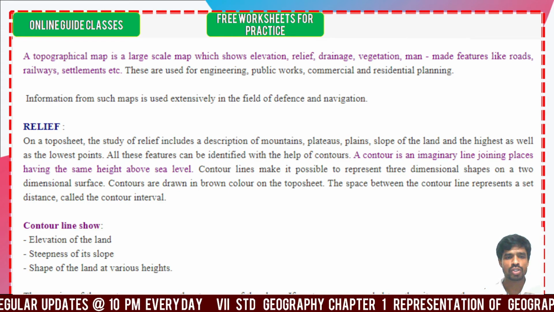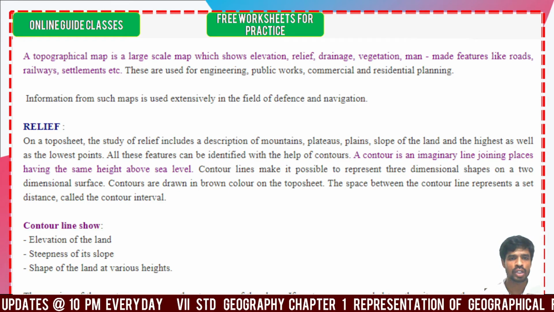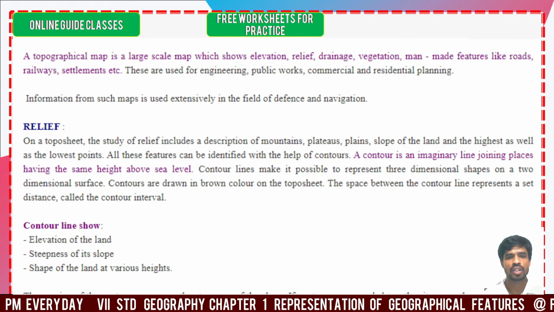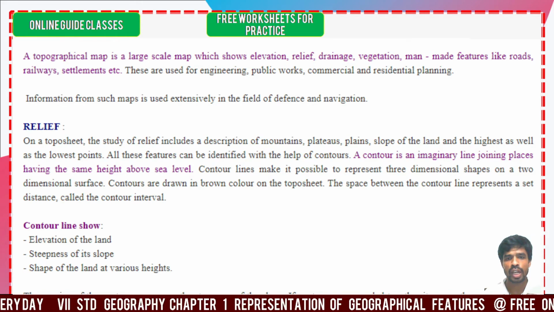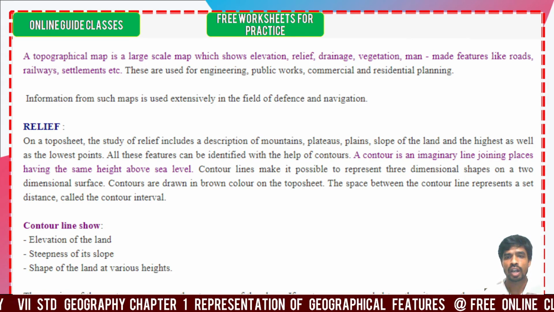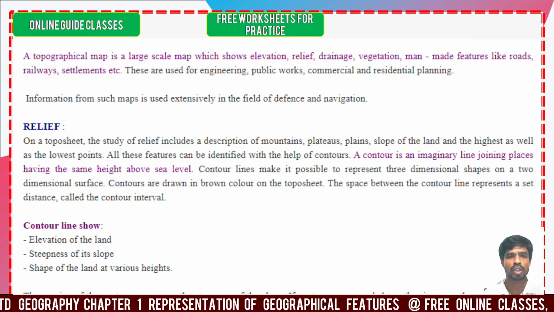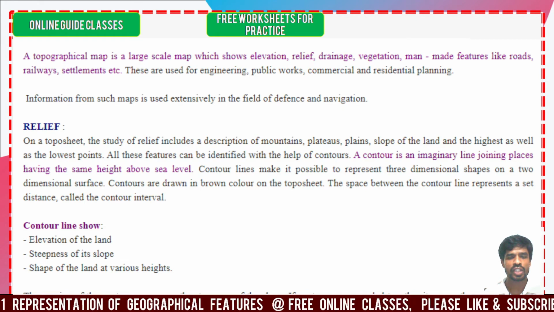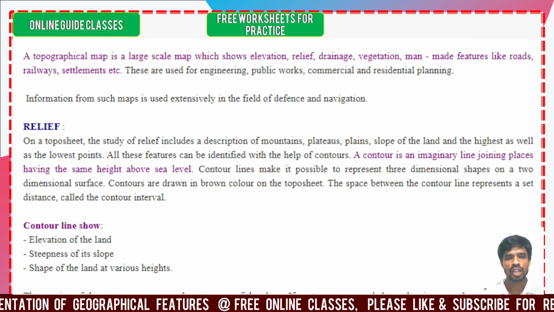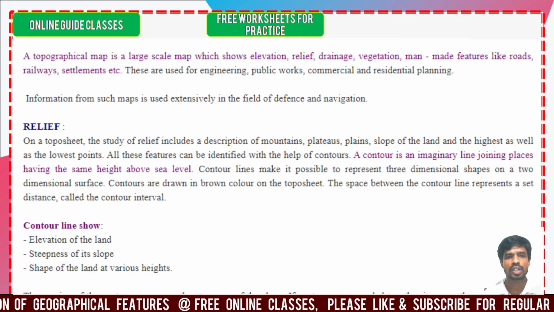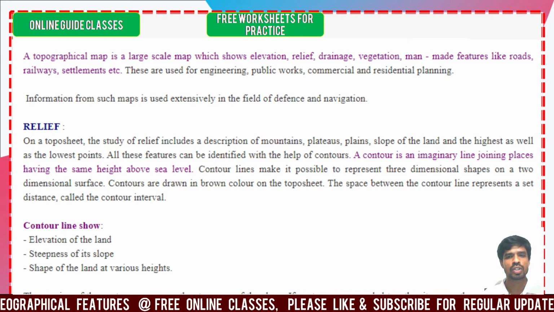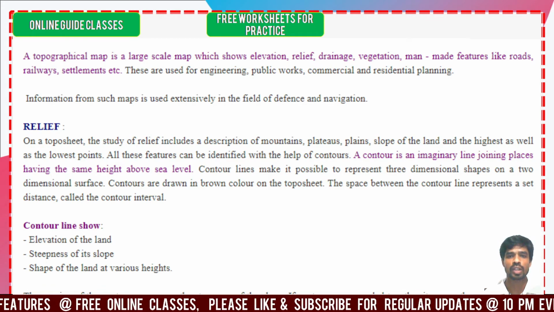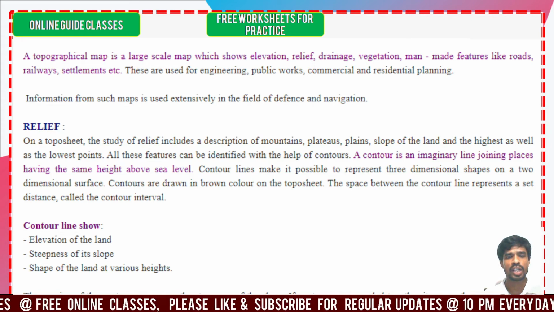Let's go to the next topic, that is relief. On a topo sheet, the study of relief includes a complete description of mountains, plateaus, plains, slopes of the land, and the highest as well as the lowest points. All these features can be identified with the help of contours. Please remember, with the help of contours itself. If there are no contours, topographical maps are of no use. So contours are important, and topographical maps are also very important. Without contours, we cannot identify anything.